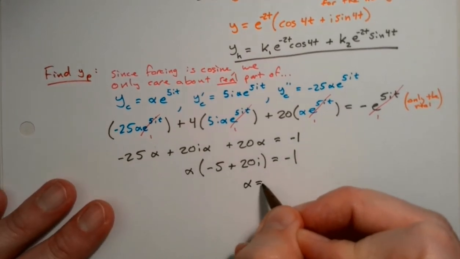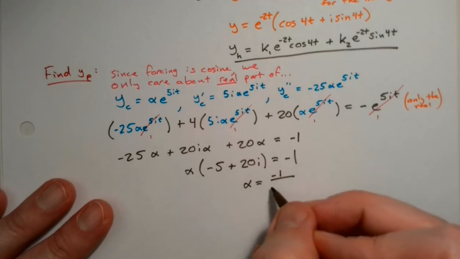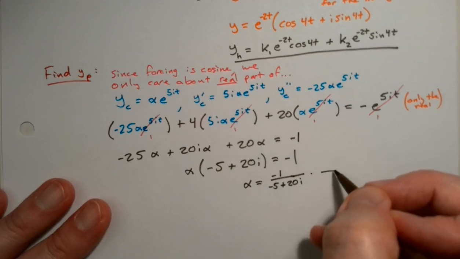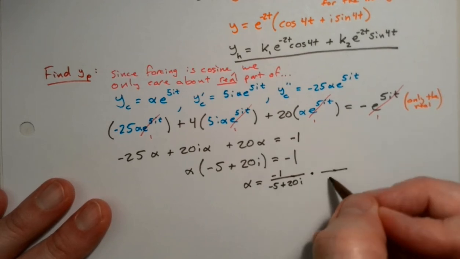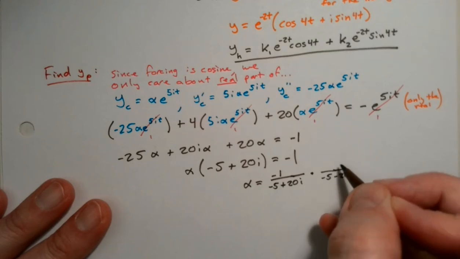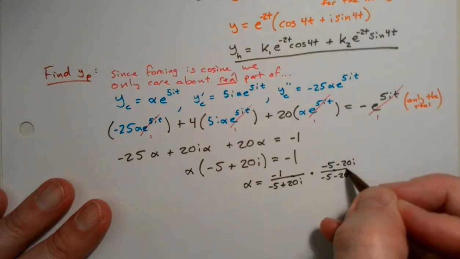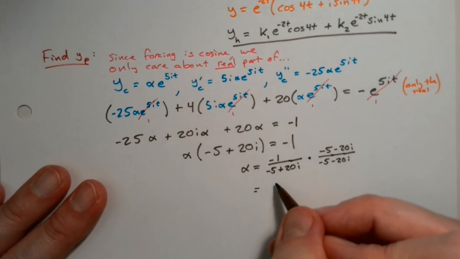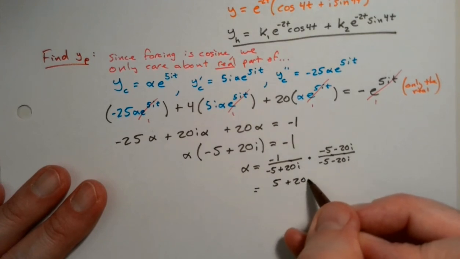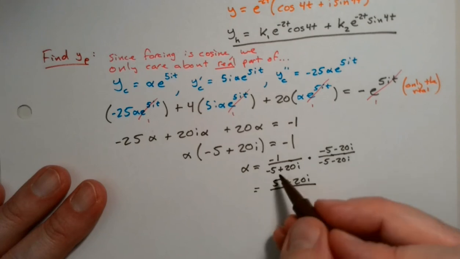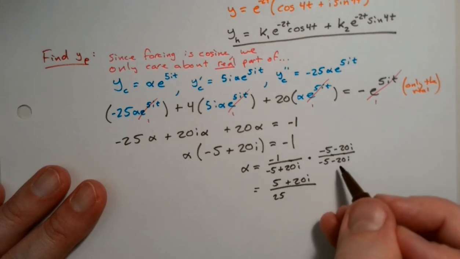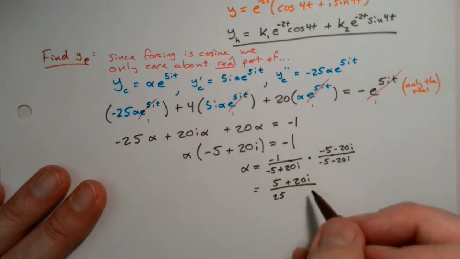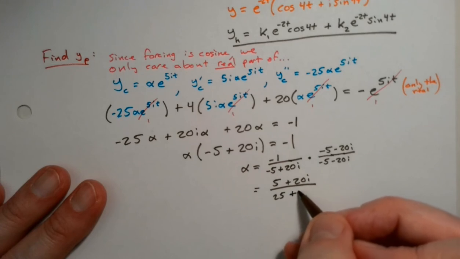And we find out that alpha is equal to negative 1 over this complex number, which of course we're going to have to simplify by multiplying by its complex conjugate, negative 5 minus 20i, top and bottom. So that doesn't change anything. And when I do that, I'm left with, on the top, 5 plus 20i. And in the bottom, I'm going to have 25, positive 25. And then 20 times 20 is 400. And there's a negative, but then there's a negative from the i squared. So this becomes plus 400.